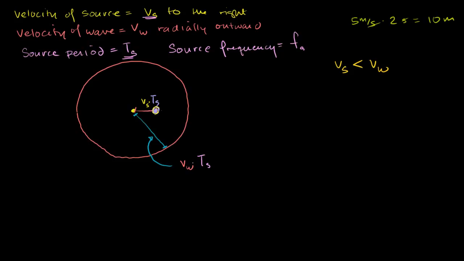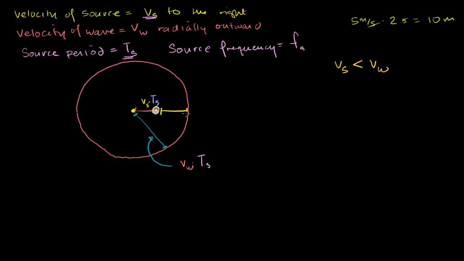So what is the distance between the crest that he emitted t sub s seconds ago, or hours ago, or microseconds ago, we don't know, and the one that he's just emitting? Well, they're going to move at the same velocity, but this one is already out here, while this one is starting off from the source's position. So the difference in their distance, at least when you look at it this way, is the distance between the source here and this crest. So what is this distance right here?